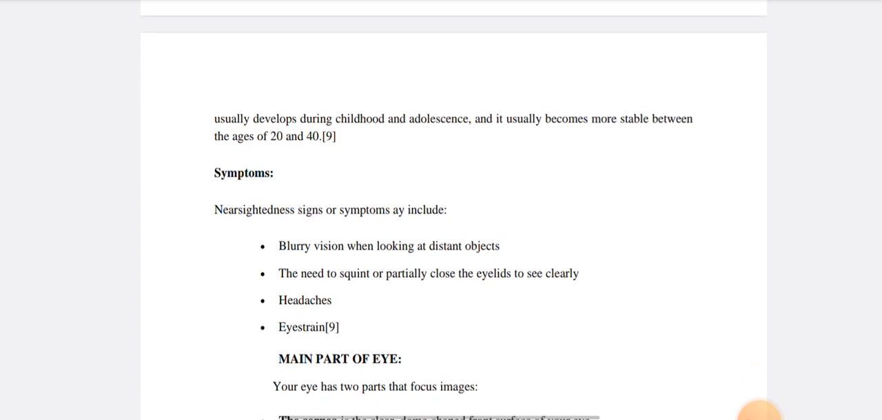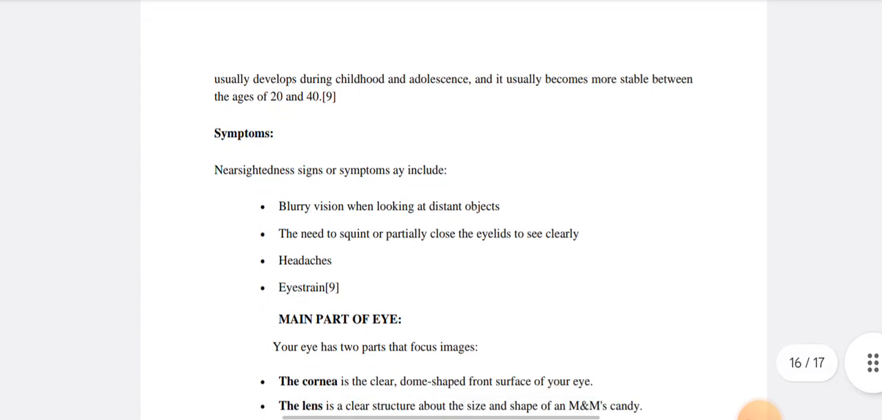Symptoms. Nearsightedness signs or symptoms include blurry vision when looking at distant objects, the need to squint or partially close the eyelids to see clearly, headache, and eye strain.